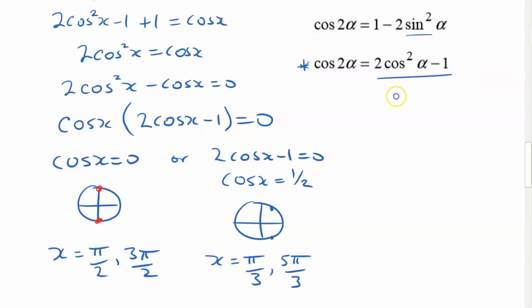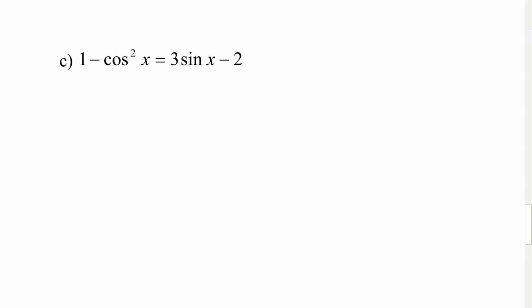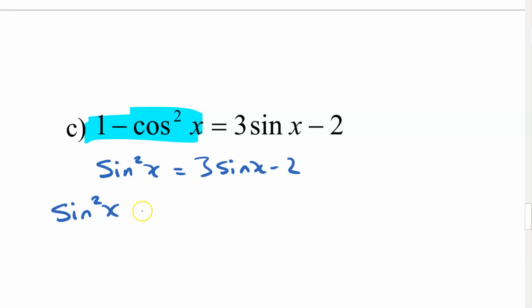All right, so moving on, we just have 2 examples left in this entire unit. So I'm looking at this, I see 1 minus cos squared x equals 3 times the sine of x minus 2. This here jumps out at me as being the same thing. 1 minus cos squared is the same thing as sine squared. So I'm just going to put this in. Sine squared x equals 3 times the sine of x minus 2. So now I can equate one side to 0. So I'm going to get sine squared x minus 3 sine of x plus 2 equals 0.